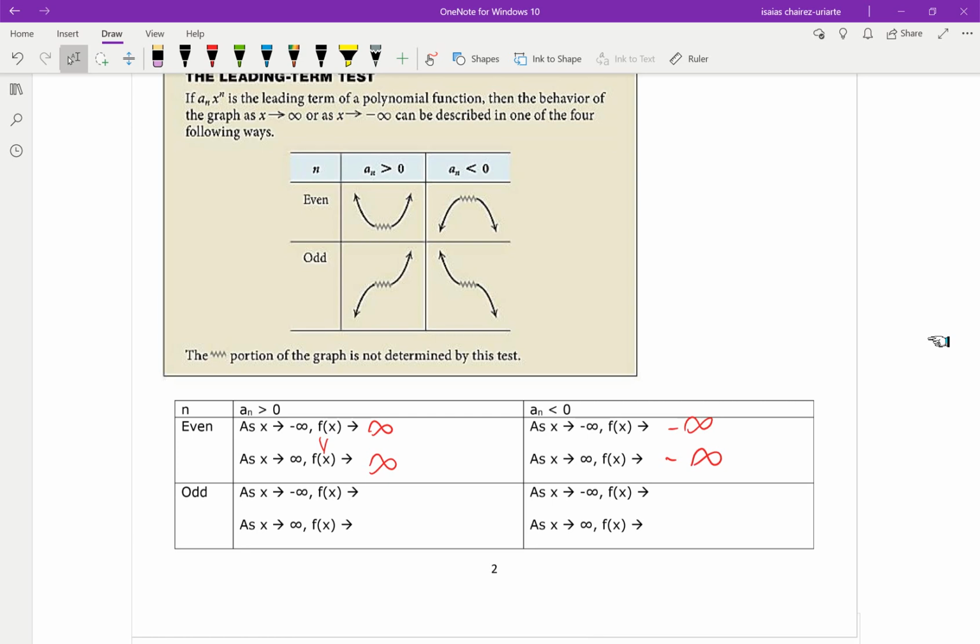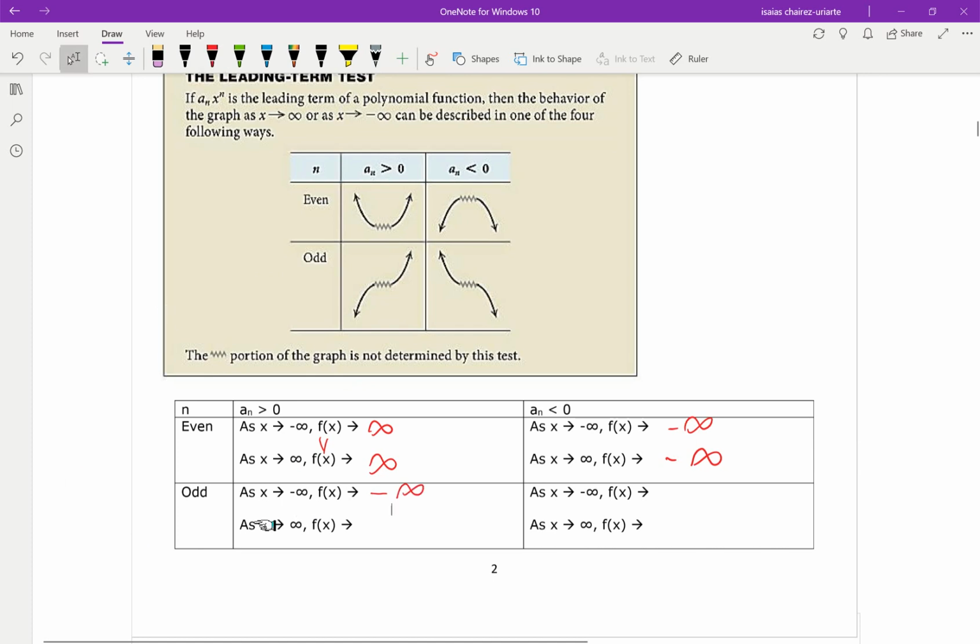Okay, the next one. Now I'm dealing with an odd degree polynomial with positive leading coefficient. As x goes towards negative infinity, right now I'm dealing with this scenario right here. I have an odd degree polynomial, positive leading coefficient. As my x's go towards negative infinity, as my x's go to the left, what happens to my y's? Well, they seem to be going down. So I'm going to say negative infinity.